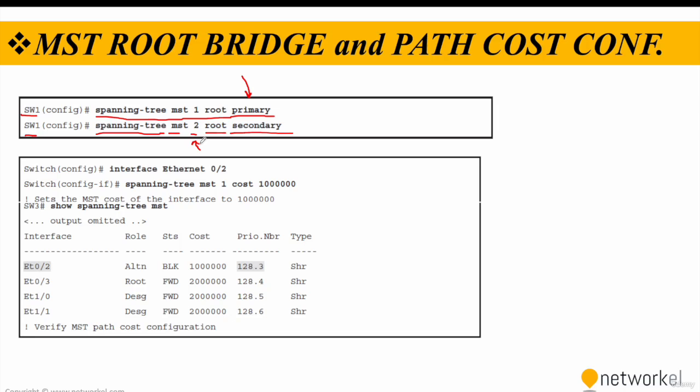Okay, and we have the path cost configuration as well. For example, for that particular interface Ethernet 02, if I configure spanning tree MST1 cost with a very high cost value, and then type show spanning tree MST to verify the configuration, you will be able to see that this port goes to the alternate state, okay? Because a port with a higher cost is less preferred, and it means this port will be in blocked status.